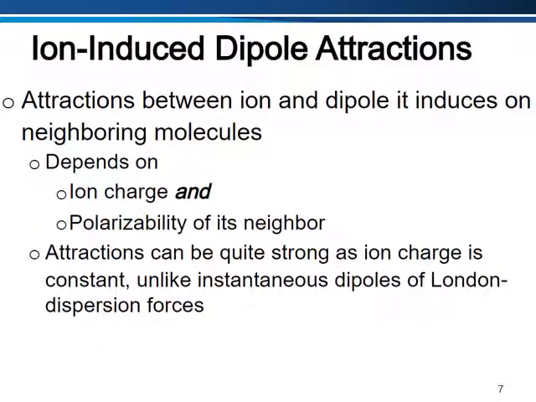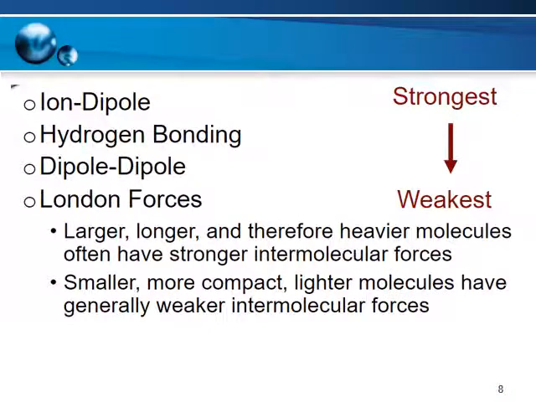Ion-induced dipole attraction is the attraction between an ion and a dipole induced on neighboring molecules. It depends on the ion charge and the polarity of the neighboring molecule. The attraction can be quite strong as the ion charge is constant, unlike an instantaneous dipole. So ion-dipole is the strongest, followed by hydrogen bonding, followed by dipole-dipole. London forces are the weakest. Larger, heavier molecules have stronger intermolecular forces. Smaller, lighter molecules have relatively weaker intermolecular forces.